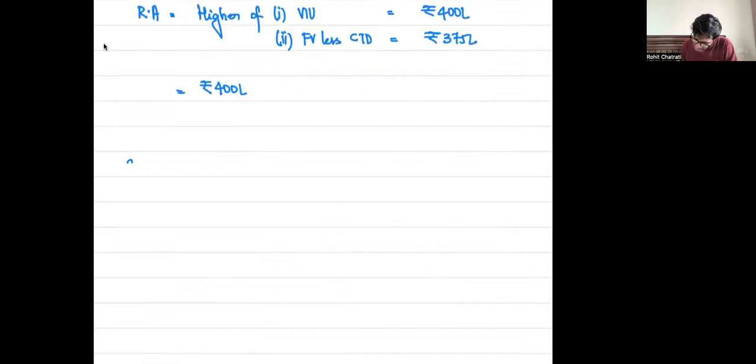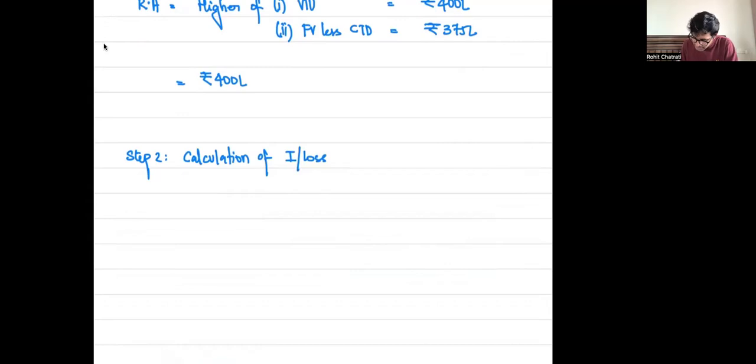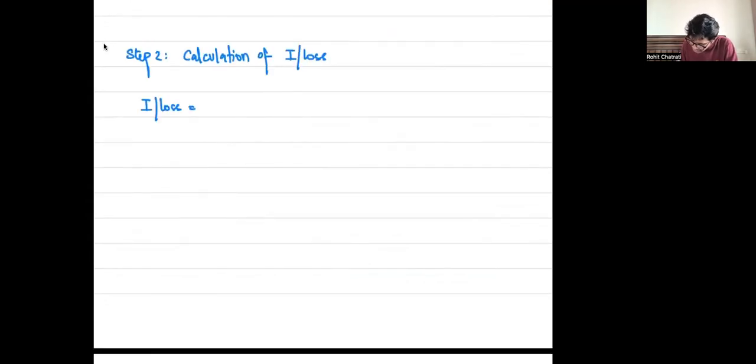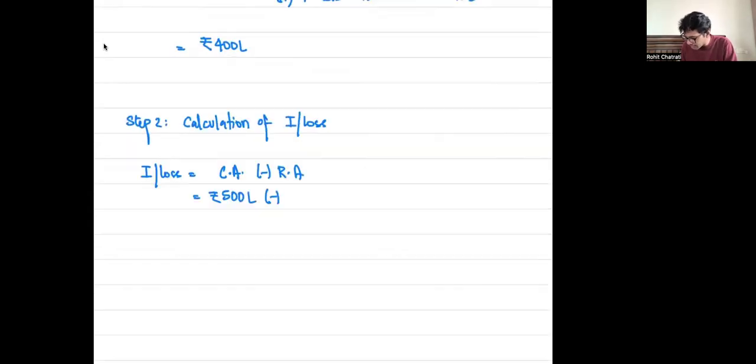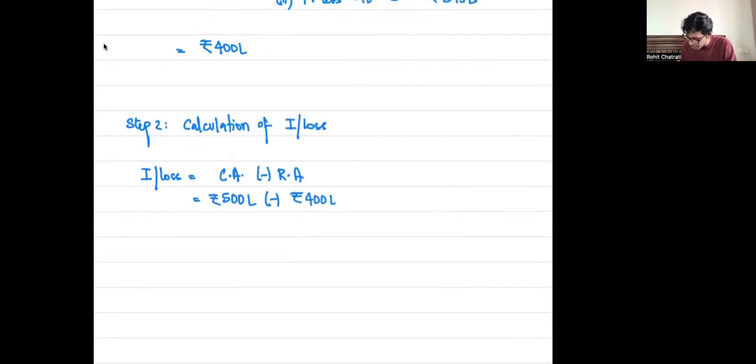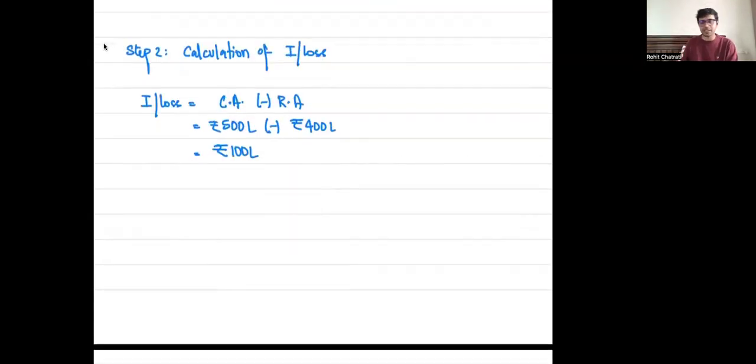Step number 2 is going to be calculation of impairment loss. Impairment loss is calculated as carrying amount less recoverable amount. Carrying amount is given as rupees 500 lakhs and recoverable amount has been calculated as rupees 400 lakhs, and therefore we have an impairment loss of rupees 100 lakhs. All right, so we have an asset which is reflected in the balance sheet at 500 lakhs, but the expected benefit is only going to be 400 lakhs. Therefore, I have to bring down the value of the asset from 500 to 400 by recognizing an impairment loss of rupees 100 lakhs.